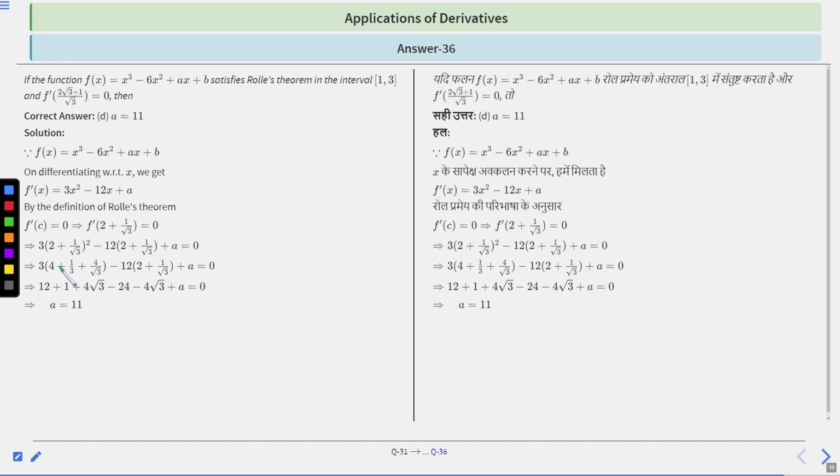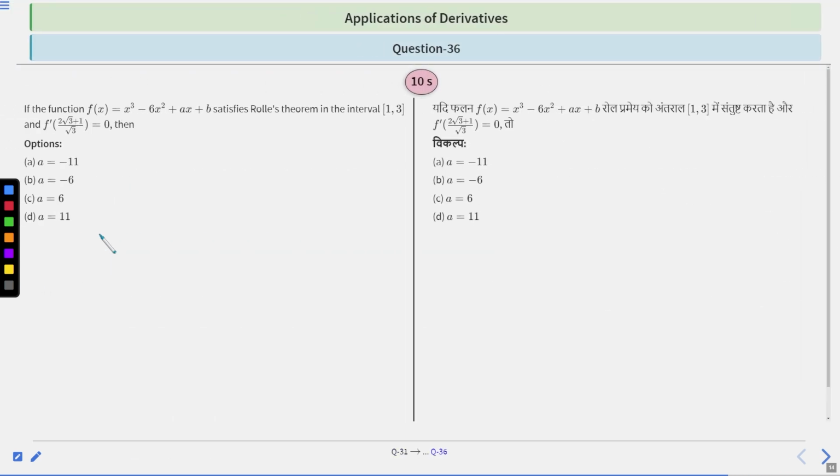Clear? Therefore 3 into (4 plus 1 by 3 plus 4 by root 3) minus 12 into (2 plus 1 by root 3) plus a equal to 0. Clear? Therefore, see, 12 plus 1 plus 4 root 3 minus 24 minus 4 root 3 plus a is equal to 0. Therefore, you can get the value of a as 11. Clear? So a is equal to 11. Right? I think option D is the right choice. a is equal to 11. Got it?